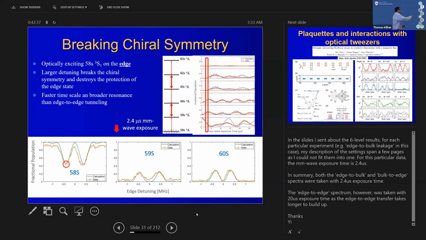So that's what happens if I detune really far, population stays in the bulk. But if the detuning is on the order of a few hundred kilohertz, so on the order of the Rabi frequencies, then I break this chiral symmetry because I essentially have chemical potentials on the different states. And now I tunnel from the edge states into the bulk state, and I've lost this edge state.